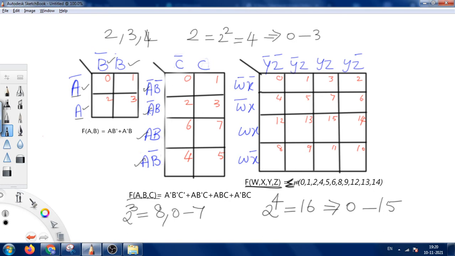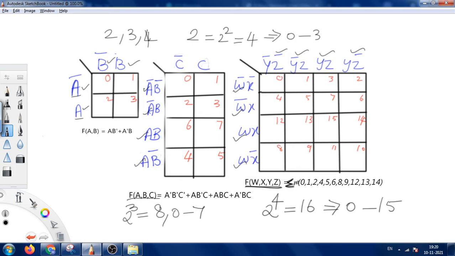Now we have numbered all the cells of the Karnaugh map. We have also named the Karnaugh map. So this is the naming: W bar X bar, W bar X, WX and WX bar. Likewise here in the Y direction, Y bar Z bar, Y bar Z, YZ and YZ bar. So this is the naming method.